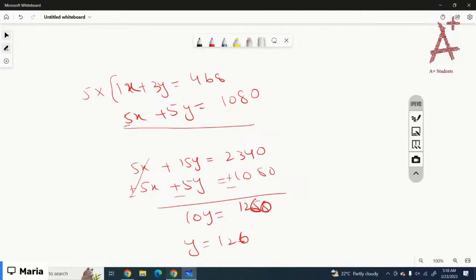So let's just substitute y equals 126 in any of the equations. I'm going to put it in equation number 1. 1x plus 3 times 126 equals 468. So it would be x equals 468 minus 378, since 126 times 3 is 378. 468 minus 378 equals 90. So x equals 90. So the answers are 90 and 126. Got it? So the correct option is 90 and 126.